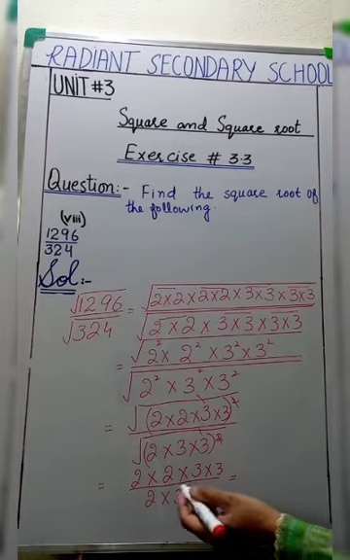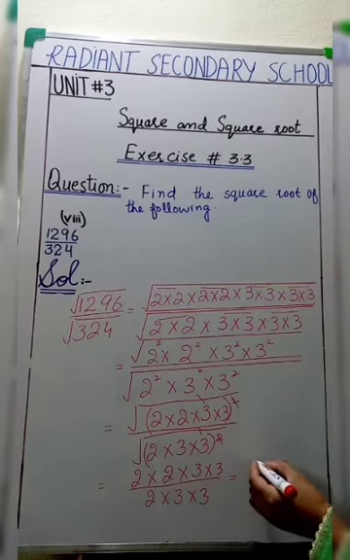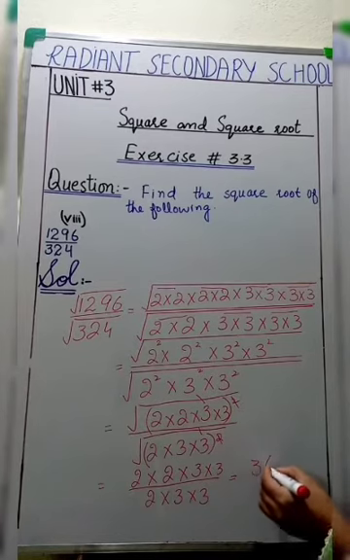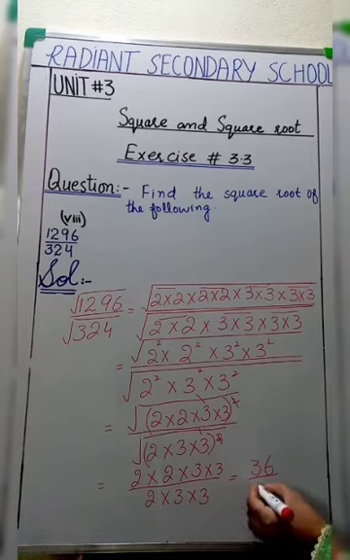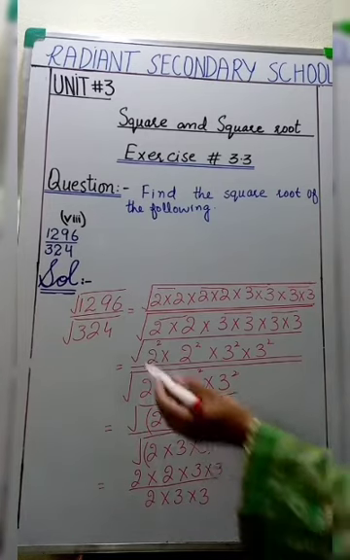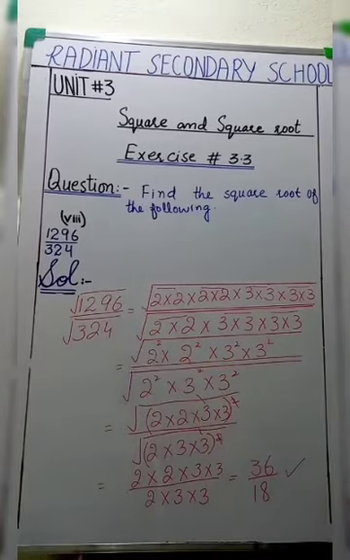Now multiply all the factors. 2 2s are 4, 4 3s are 12, 12 3s are 36, over 2 3s are 6, 6 3s are 18. So the square root of this fraction 1296 over 324 is 36 by 18.